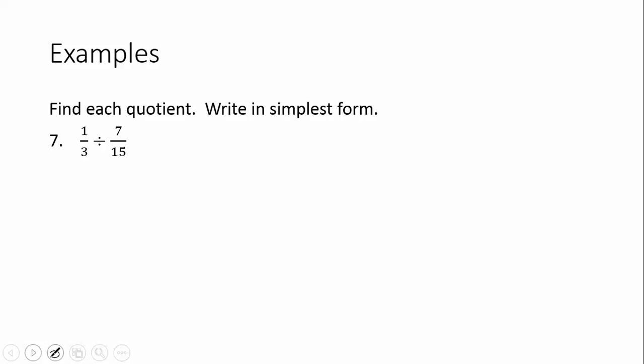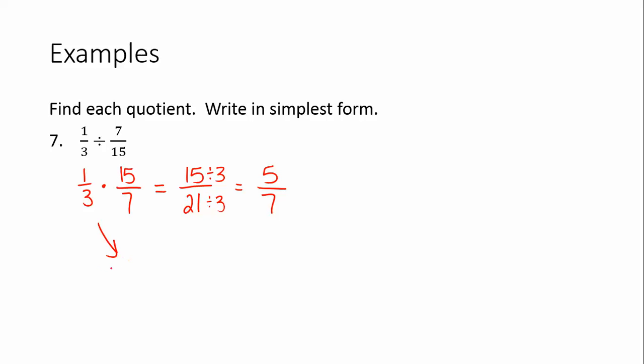Here we have 1/3 divided by 7/15. We want to multiply by the reciprocal, so that's 15 over 7. Multiply across the top, 1 times 15, across the bottom, 3 times 7. We get 15 over 21. Hopefully you see that both of these numbers are divisible by 3, so we get 5 over 7.